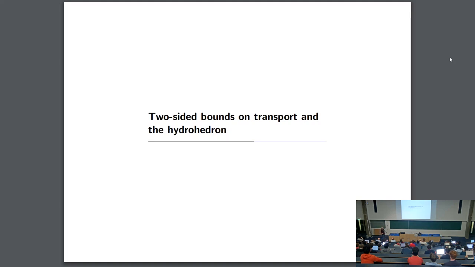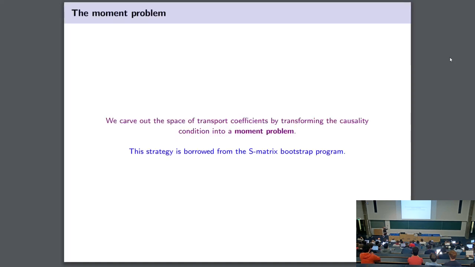So in my last 5 minutes, I will tell you about the two-sided bounds and the hydrohedron itself. The strategy to obtain this infinite set of two-sided bounds on the transport coefficients is to take the causality condition and transform it into a moment problem. For those of you who know this mathematical subject, we're going to transform it into a truncated trigonometric moment problem, which I am explaining here, but I will skip these slides because they are not that important. This is explained in the paper, so you can go and read it.